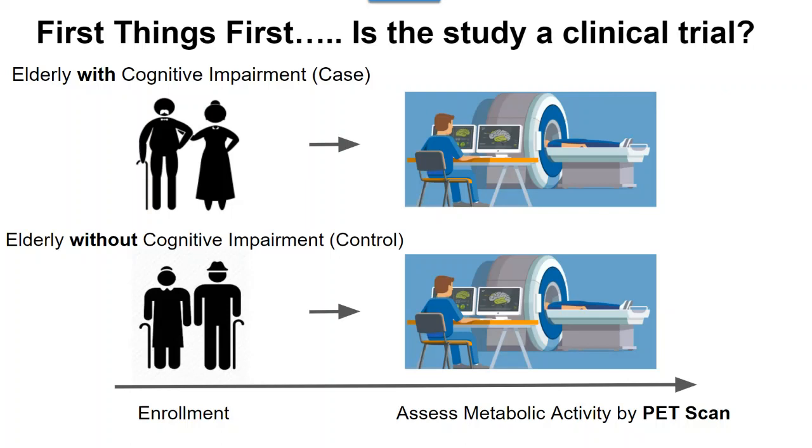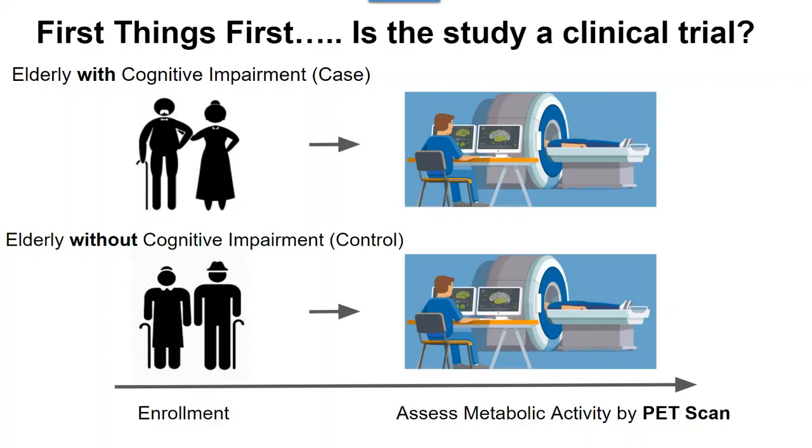So for example, if your investigator is prospectively enrolling 2 cohorts, one is elderly patients with cognitive impairment, and the second cohort is elderly without cognitive impairment, to assess the metabolic activity using PET scan. So your hypothesis here is that metabolic activity measured by PET scan is different between these 2 cohorts. So metabolic activity is a biomarker of cognitive impairment.